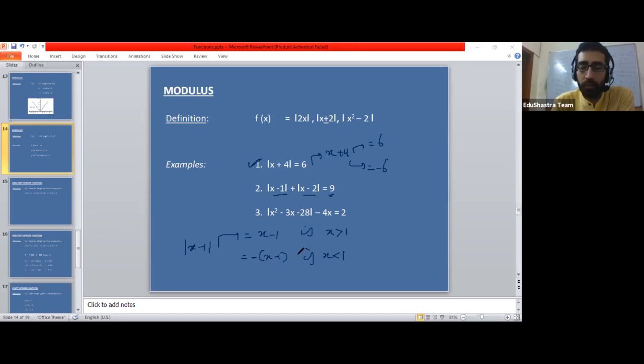So 1 is a very important value for mod of x minus 1. And similarly for mod of x minus 2, x equal to 2 is a very important value. The reason why I'm saying all this is because this question 2 can be solved using the number line. Mark 1, mark 2 here. Now we know what we know about x minus 1.